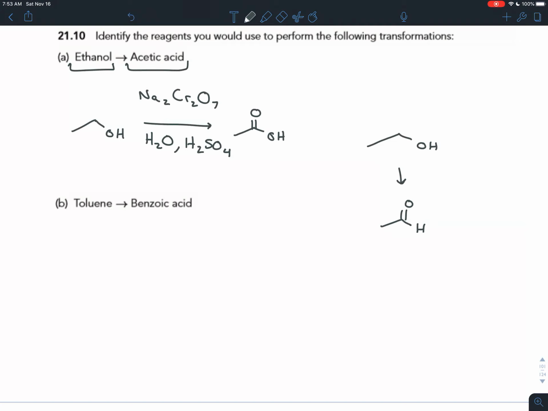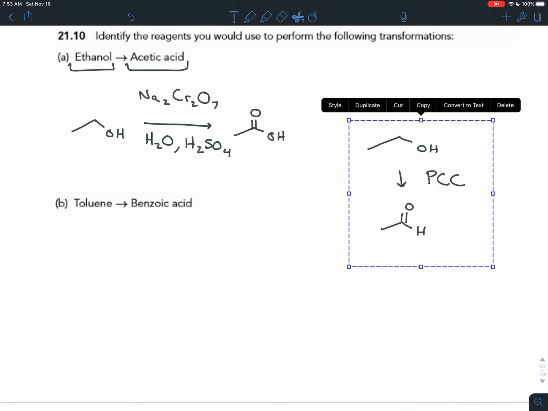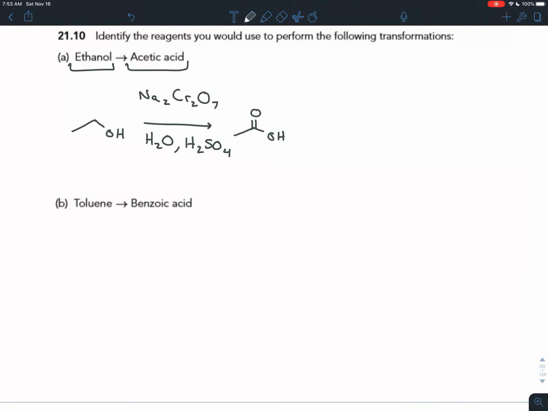So not quite as oxidized, this only has two bonds to oxygen, this has three, by using pyridinium chlorochromate, PCC, that weak oxidizing agent. But that's if you only want to go to the aldehyde. Here we want to go all the way to the carboxylic acid, and so we use a strong oxidizing agent.